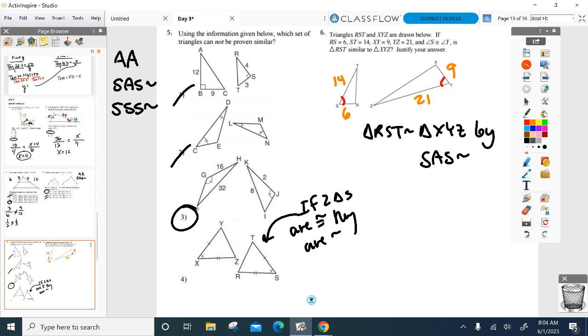And just make sure you show that, hey, 6/9 equals 14/21. They are in the same ratio. All right, all good. They're similar triangles. You're going to see a slew of them on the exam, guaranteed.